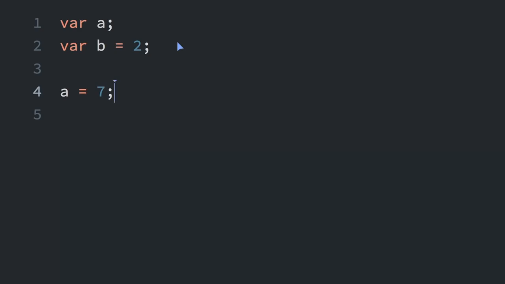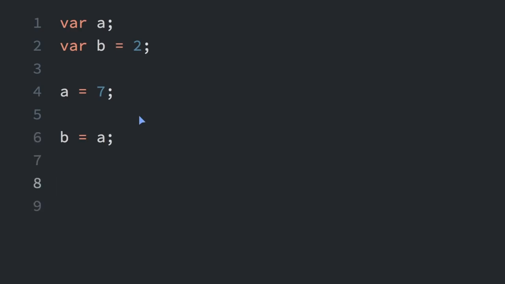I didn't have to declare A because it was already declared. And I can also say that B equals A. So I've now assigned the contents of A to B. I'll put the semicolon there.